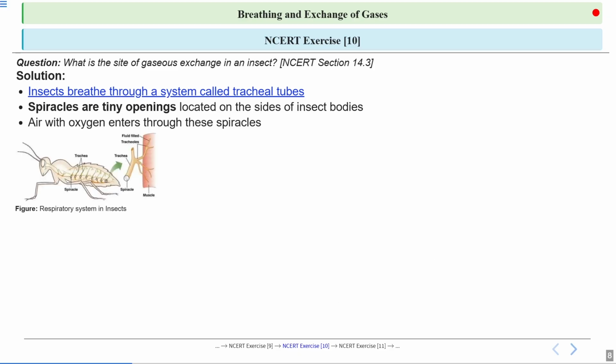So here you can see this is an insect, and in the sideways it has small hole-like openings. These are called spiracles, and these openings lead to a tube-like structure called trachea. Now this trachea gives rise to small branches called tracheoles, and these tracheoles are joined to the muscles. So from these spiracles, the air moves to the tracheal tube and reaches the muscles, right?